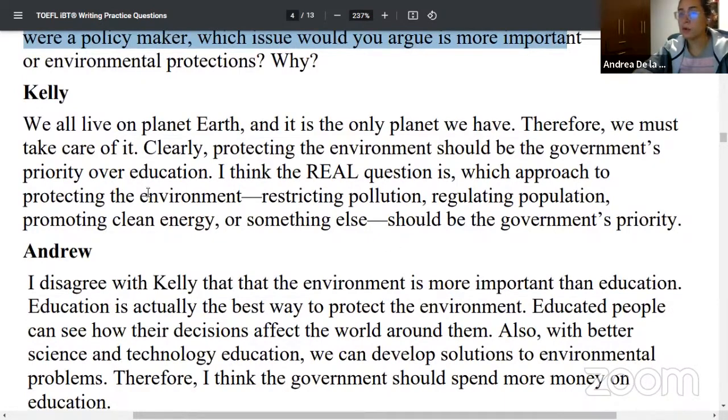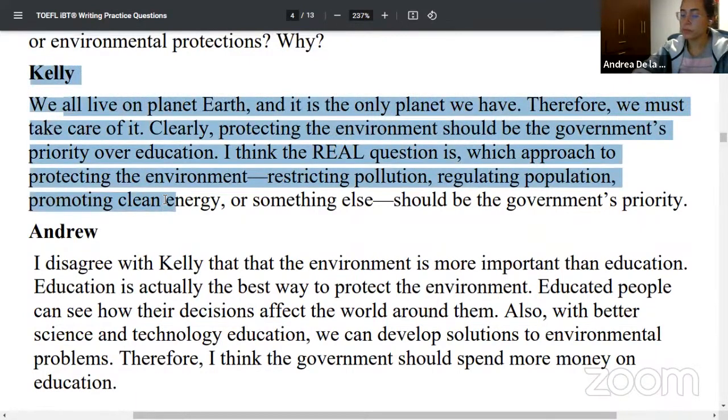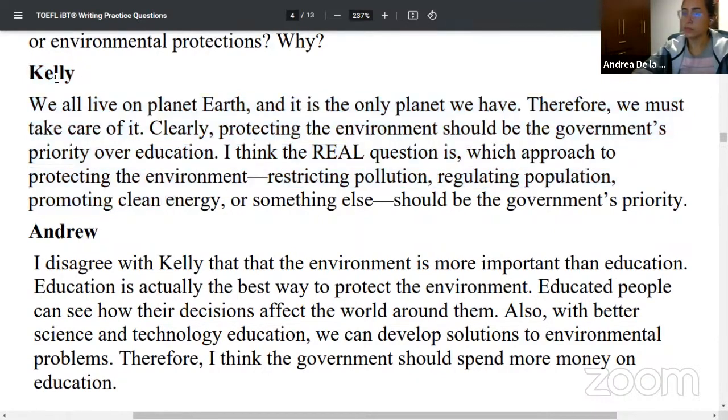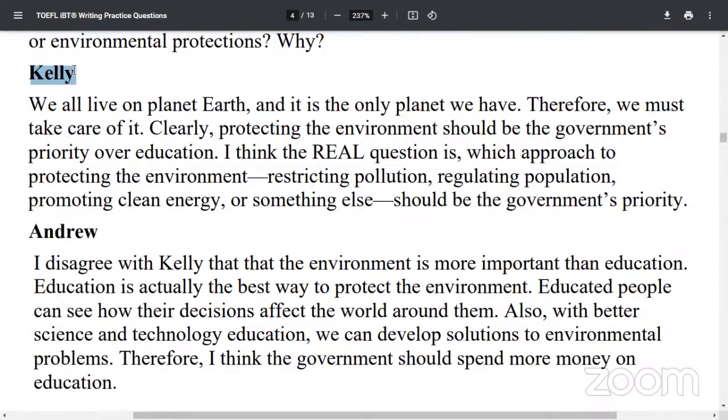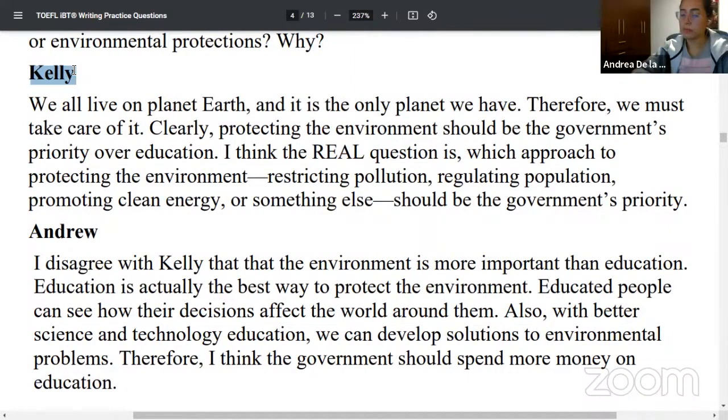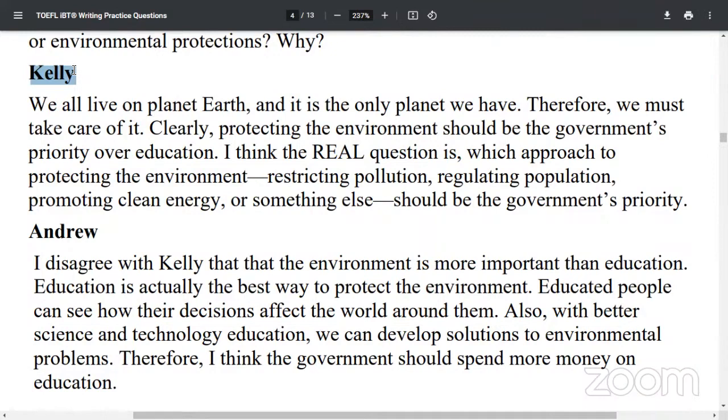Help me by reading what Kelly wrote here. Can anybody please read Kelly's post? Can I do it? Yes, of course. Thank you, Erika. Go ahead. We all live on planet Earth, and it is the only planet we have. Therefore, we must take care of it. Clearly, protecting the environment should be the government's priority over education. I think the real question is which approach to protecting the environment, restricting pollution, regulating population, promoting clean energy, or something else should be the government's priority.